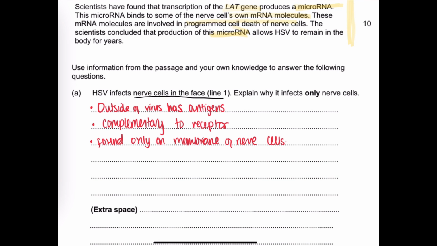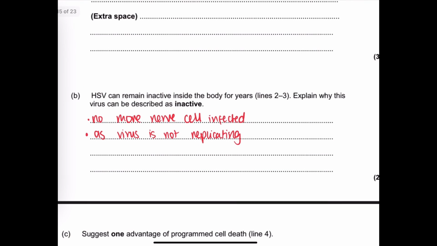HSV infects nerve cells in the face. Explain why it only affects the nerve cells. This again is because the outside of the virus has antigens and proteins with complementary shapes to the receptors and proteins in the membranes of the cell. And these are only found on the membranes of nerve cells. That's why it only affects nerve cells.